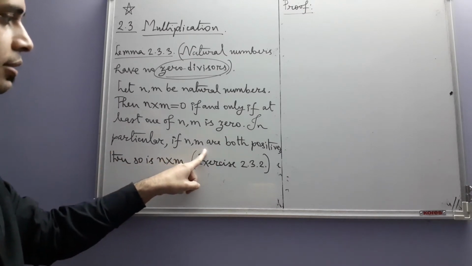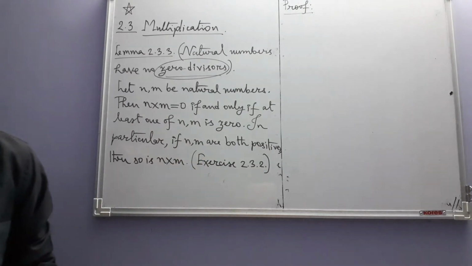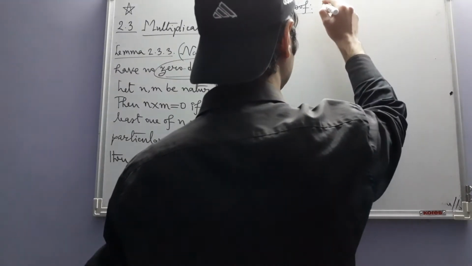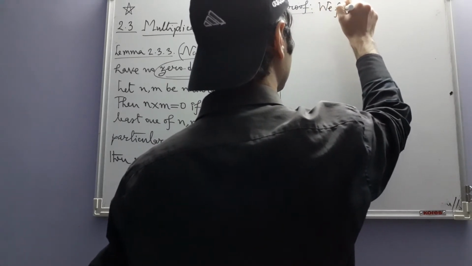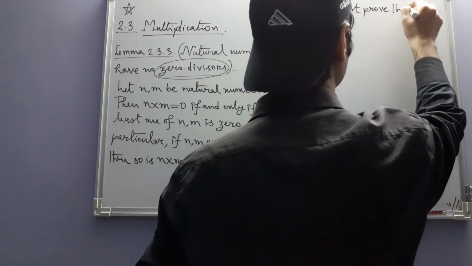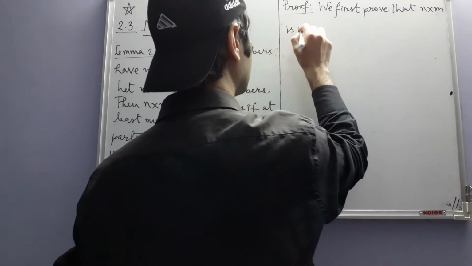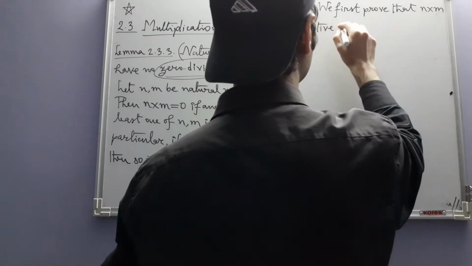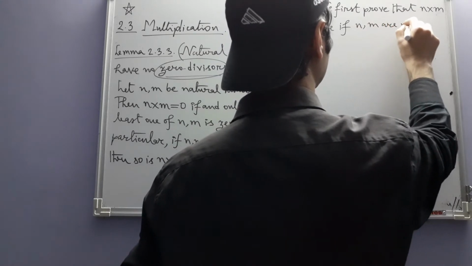We assume that n and m are both positive. Okay, that's what I think we did, right? Let me just see it. So we first prove that n cross m is positive if n and m are positive.